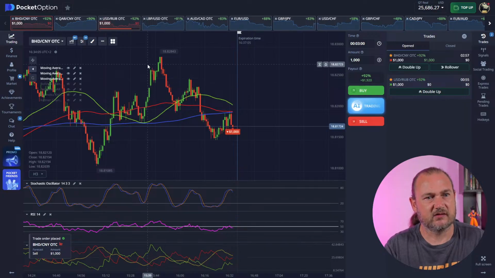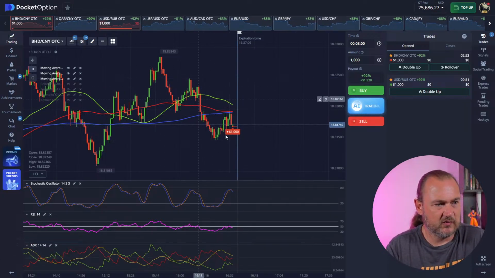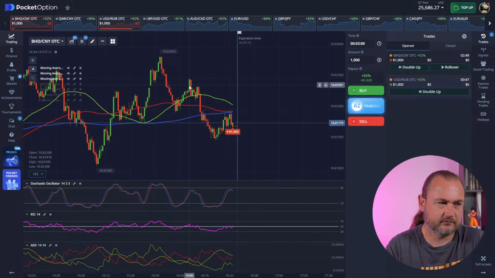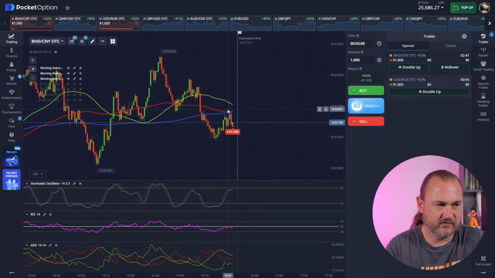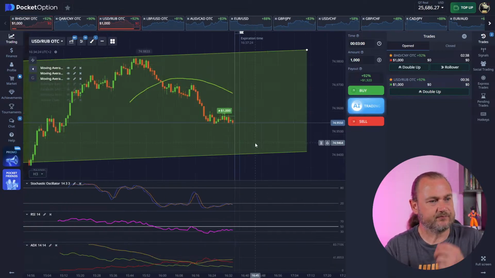Let's go with the sell there. 3-minute sell. We did reject off the moving average. After we broke, it retested the moving averages, which was resistance. It's coming back down. We have the RSI failing at the 50 line. So a 3-minute sell here should be good.